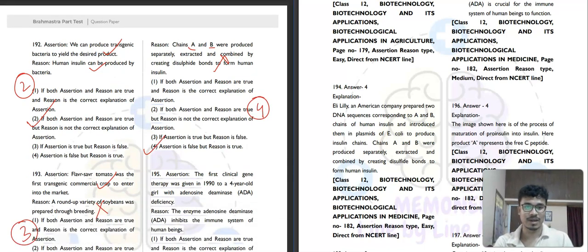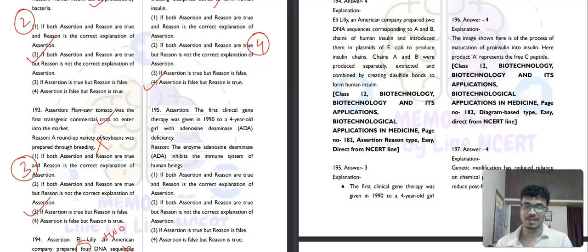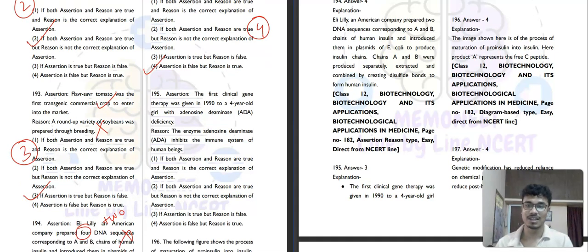Then question number 195. It is saying that the first clinical gene therapy was given in 1990 to a 4-year-old girl with adenosine deaminase deficiency, correct? The enzyme adenosine deaminase inhibits the immune system of human beings. It does not inhibit. So, reason is false. Third option. It just helps.